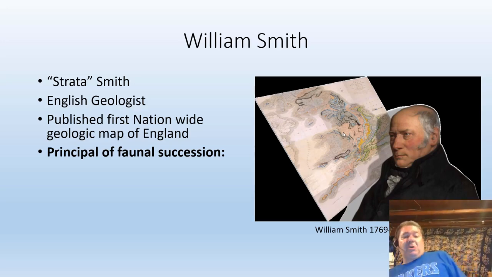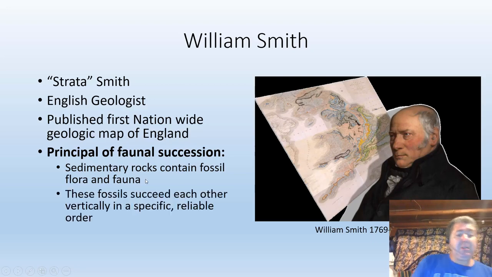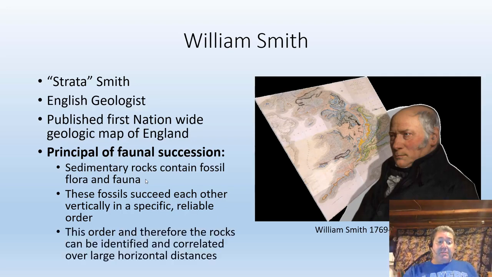The reason he would know which layers fossils came from is because fossils change and they evolve. Now, this is before Darwin's theory of evolution was published. Evolution was still a thing back then, but the mechanism wasn't given until Darwin got to it. This is before Darwin's publication of The Origin of Species. But he still noticed that sedimentary rocks contain fossil flora, which is plants, and fauna, which is animals. These fossils tend to succeed each other in a very specific, reliable, and predictable way, and that's because they evolve as time changes.